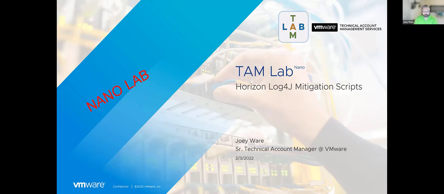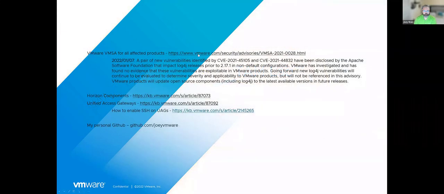Today we're going to do what we call a Nano TAM lab. These are 30-minute little sessions. What we're going to do today is cover the Horizon Log4J mitigation scripts. These are provided on the VMSA page. The initial one for all the products, you can see at the top of the link.